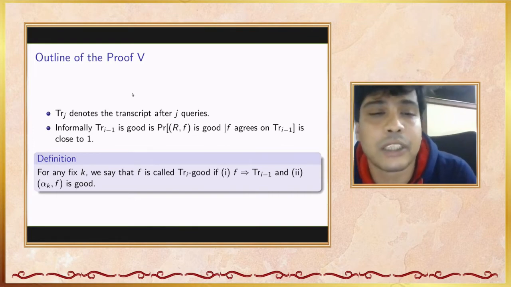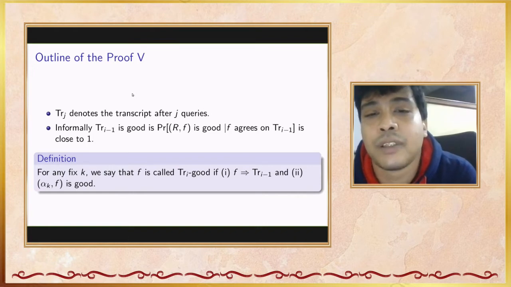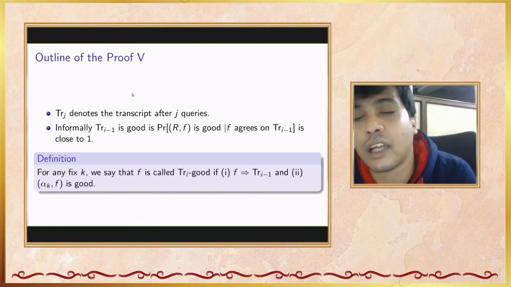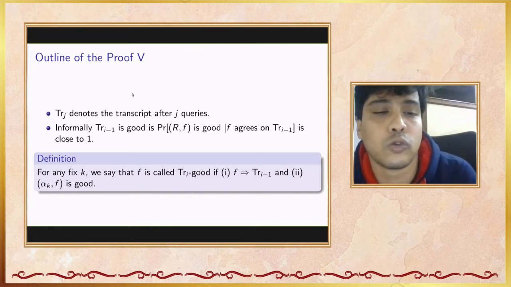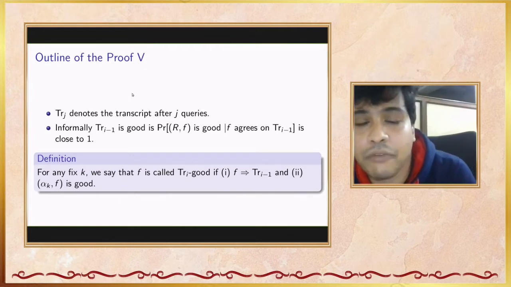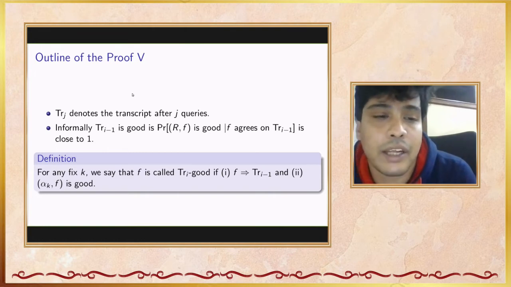So TR subscript J denotes the transcript after J queries. And we call the transcript after i minus 1 queries good if the probability that F is good, given that F agrees with the transcript up to i minus 1 queries, is close to 1. If we fix K, we say that F is called TRi good, basically good with respect to the transcript up to the ith query, if F agrees with the transcript up to i minus 1 queries, and alpha K, F, basically m plus RK comma F, is good.